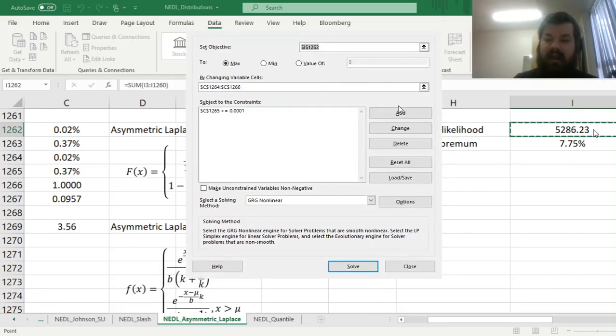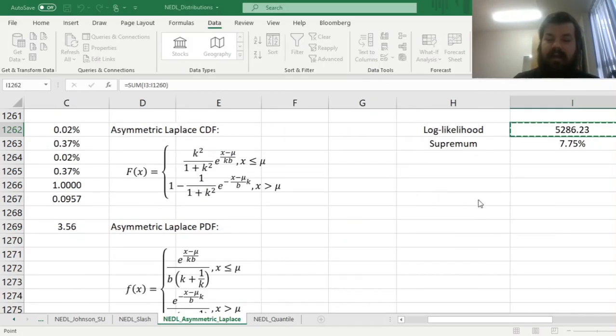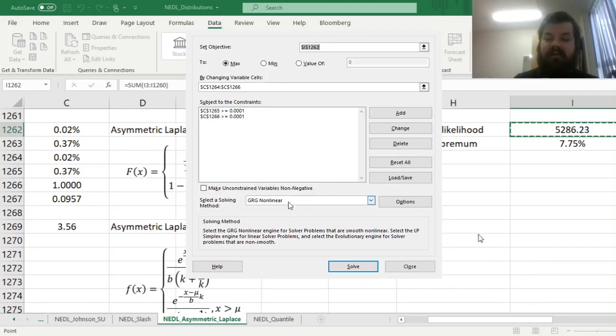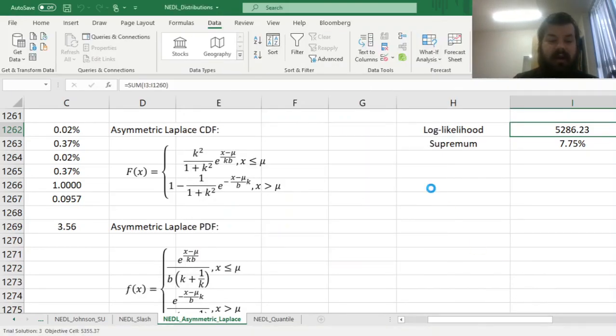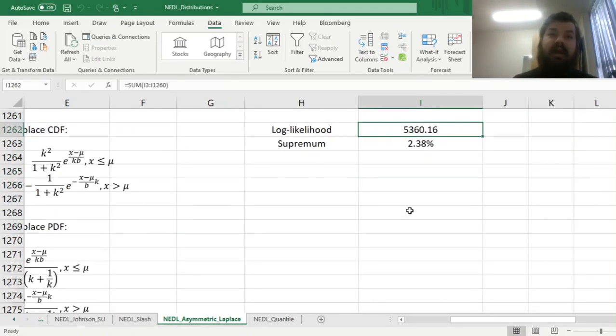And then we can add a similar restriction on our symmetry parameter k, make it greater than or equal to 0.0001. And then we can stick with our gradient descent algorithm, GRG Nonlinear, and click solve, and wait until the algorithm converges to the optimal value of log likelihood. We can see that our log likelihood value has increased quite a bit, and our supremum has decreased quite a bit to 2.38%, which is generally a very good value for this absolute deviation of the theoretical distribution function from the empirical distribution function.